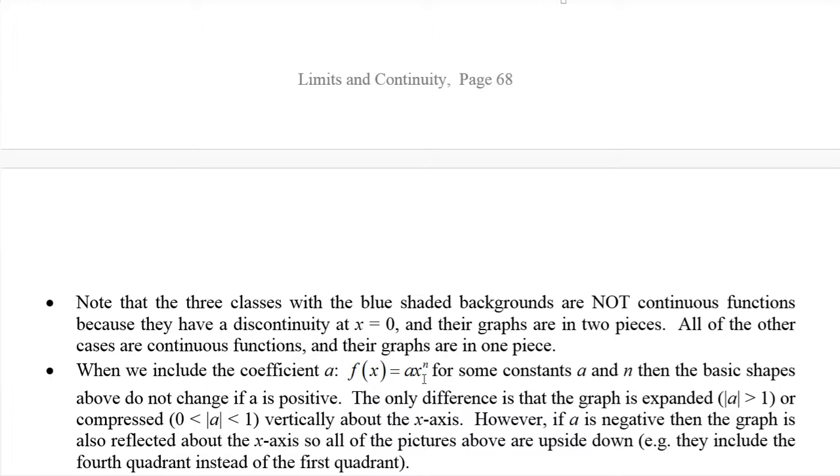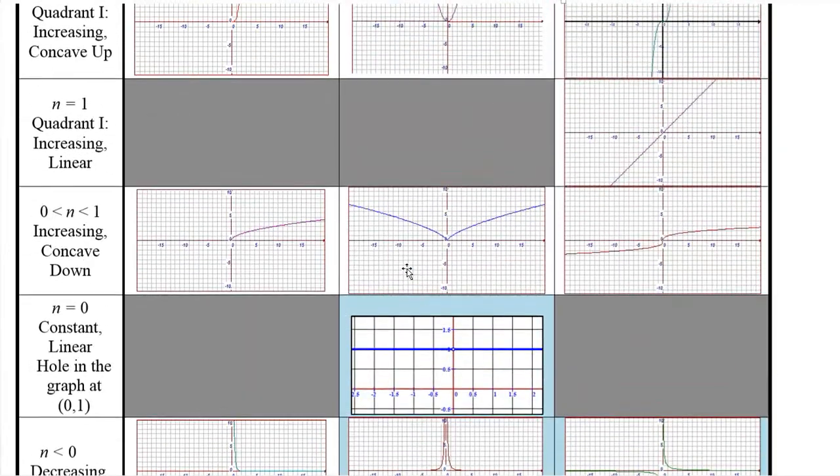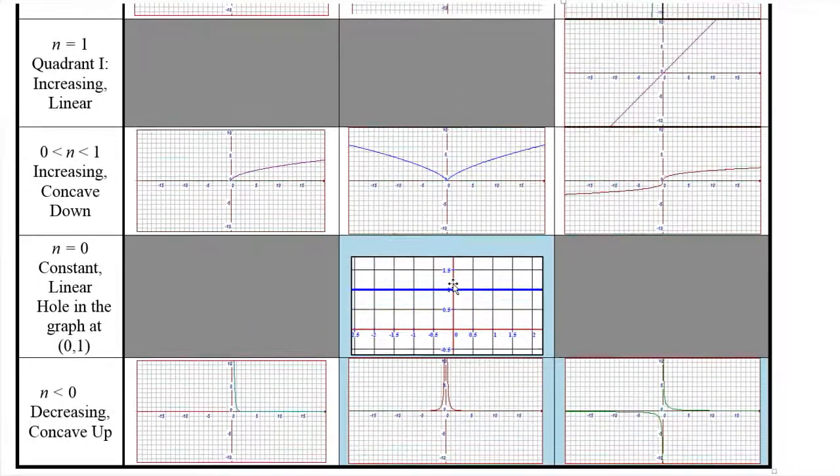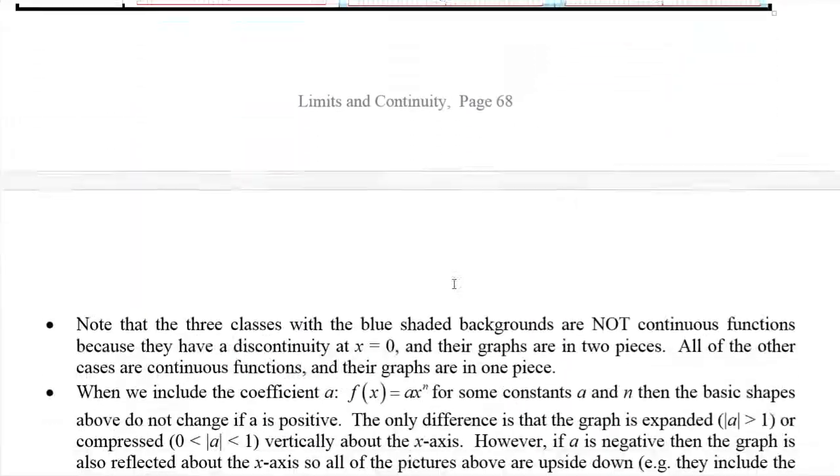And if a is negative, however, it's going to flip it upside down. So, for example, here, if a is negative, this is going to be upside down, and it's going to approach negative infinity over here in the fourth quadrant. It'll be third and fourth quadrant instead of first and second, and so forth. So a negative is going to flip all those pictures upside down.